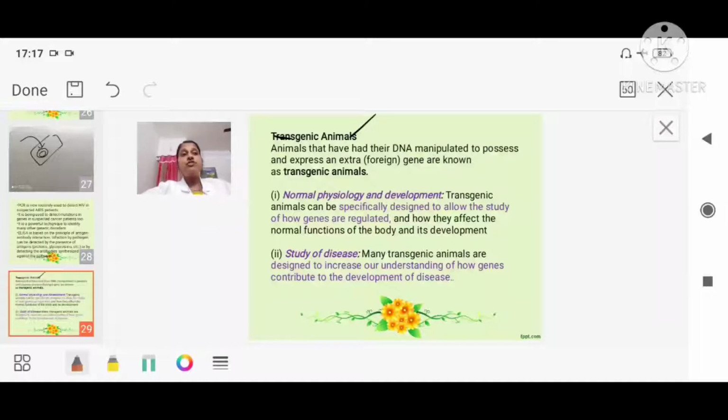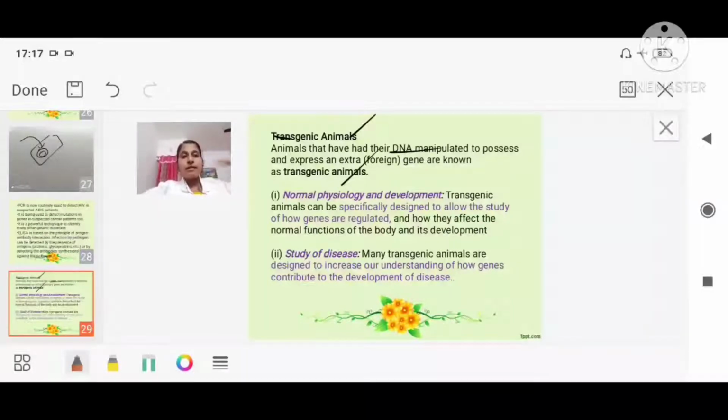Animals that have an extra DNA, manipulated to possess an extra foreign gene, are called as what? Transgenic animals, right? So one animal is normal. Into it, if I introduce any foreign DNA, as we have already learnt, then that becomes a transgenic animal. So transgenic plants we have mostly covered. Now we are going to see transgenic animals.